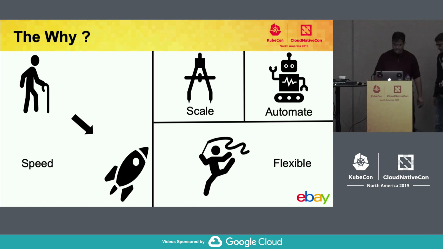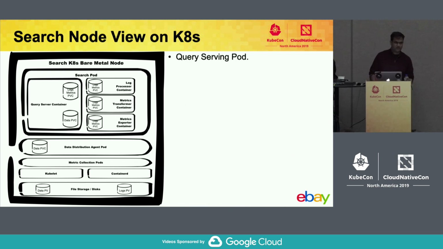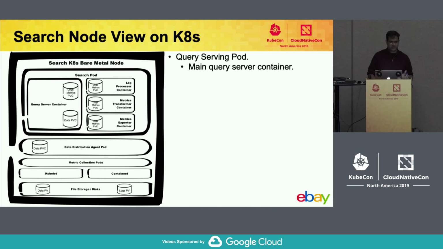Thank you, Mohnish. The first part of this journey was to convert this search application into microservices. The first important microservice we call the query serving pod. This has three major containers. The first container is the query serving container. This contains all the application logic that is required to serve the end user queries. The second container is the log exporter container. This container pushes all the application logs into our logging system. The third is a metrics exporter. This container converts all the application metrics into Prometheus format and ships them to our metrics system.